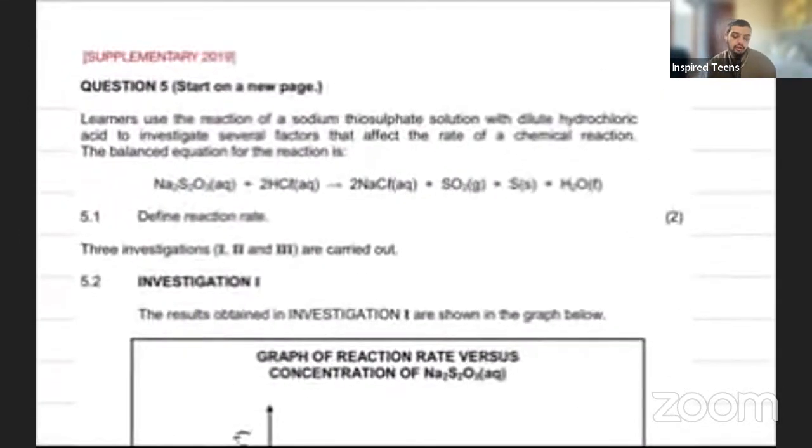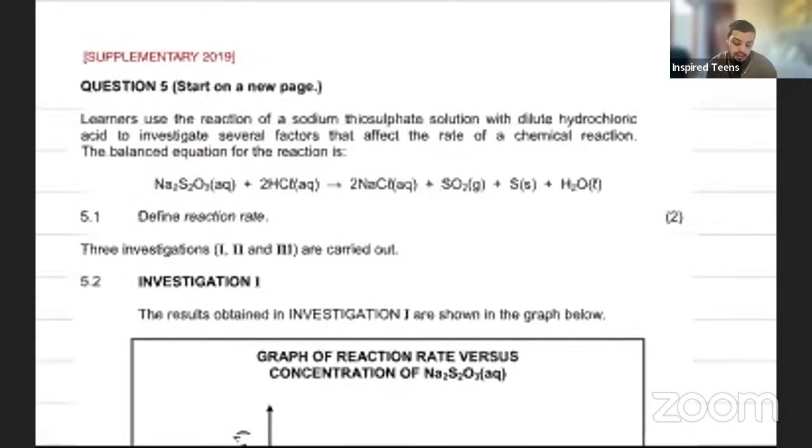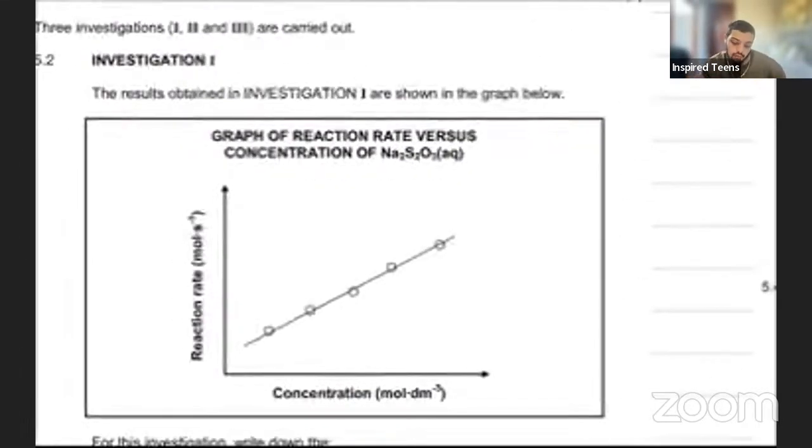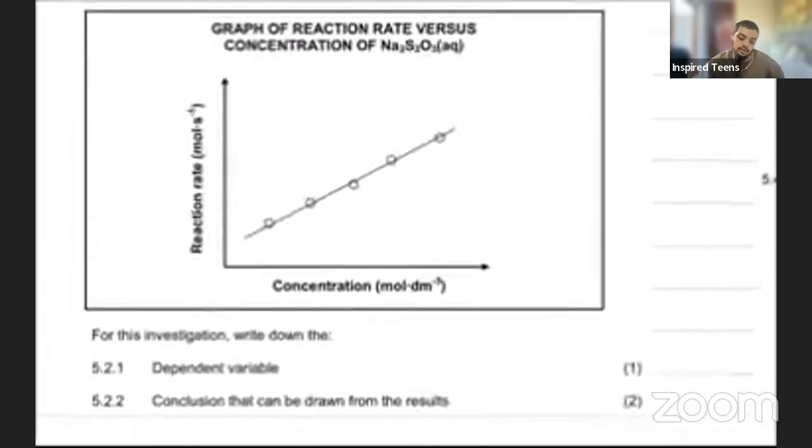Learners use the reaction of a sodium thiosulfate solution with dilute hydrochloric acid to investigate several factors that affect the rate of reaction. Again, very similar, same thing in everything. Dependent variable, rate of reaction, rate of chemical reaction. The balanced equation is given. Define rate of reaction: the change in concentration of products or reactants per unit time. Okay. 5.2, the results obtained in investigation 1 are shown in the graph below. Graph of reaction rate versus concentration, dependent variable, rate of reaction.